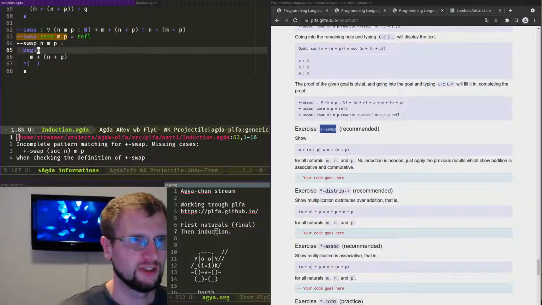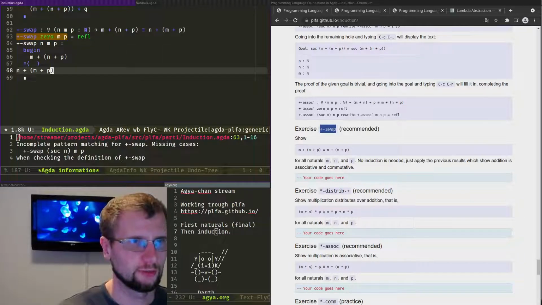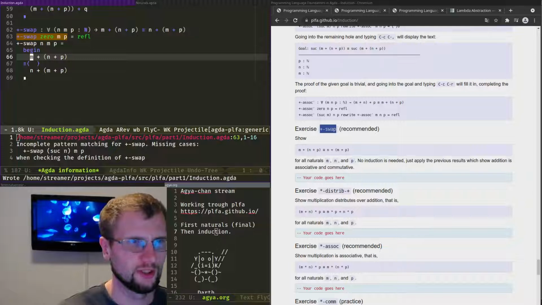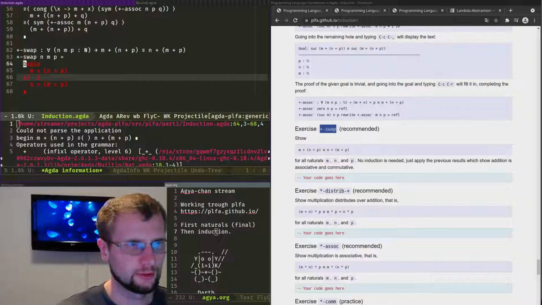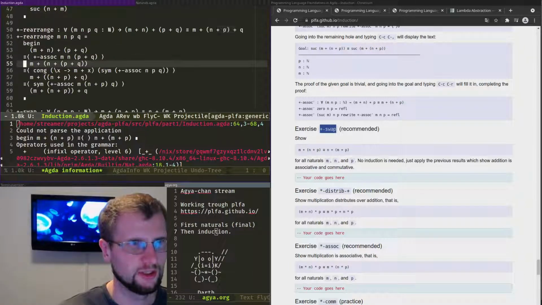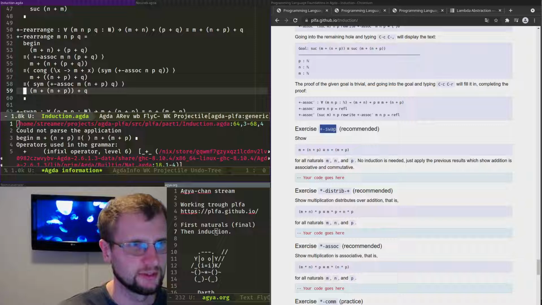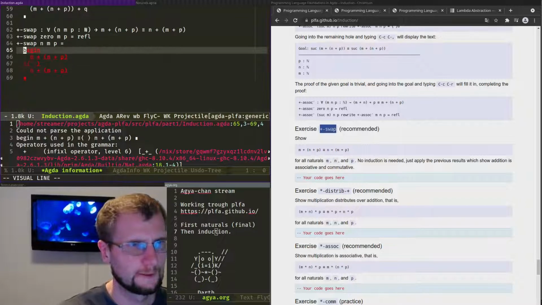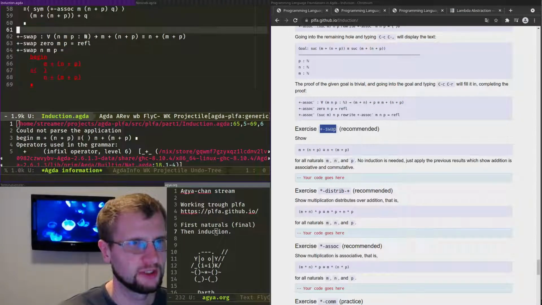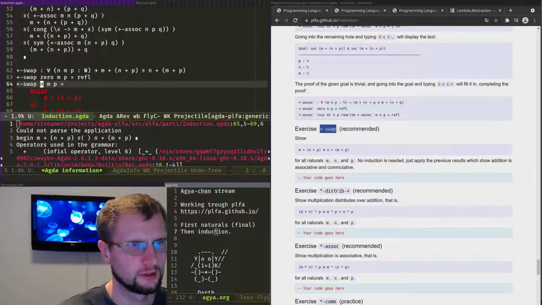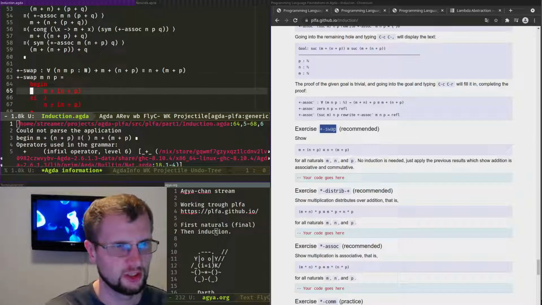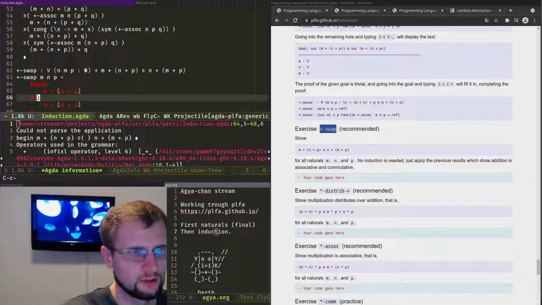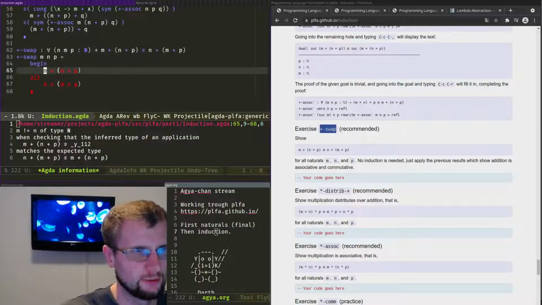I think we don't even need to have the base case, to be honest, because we don't need to do induction. So we can just delete this as well, and we'll see what goes up. Oh, not parse application. Where's parse? Rearrange. Begin MNP. Not parse application. Oh wait, maybe it's supposed to be like that. Yeah, there we go. I thought it wouldn't matter.